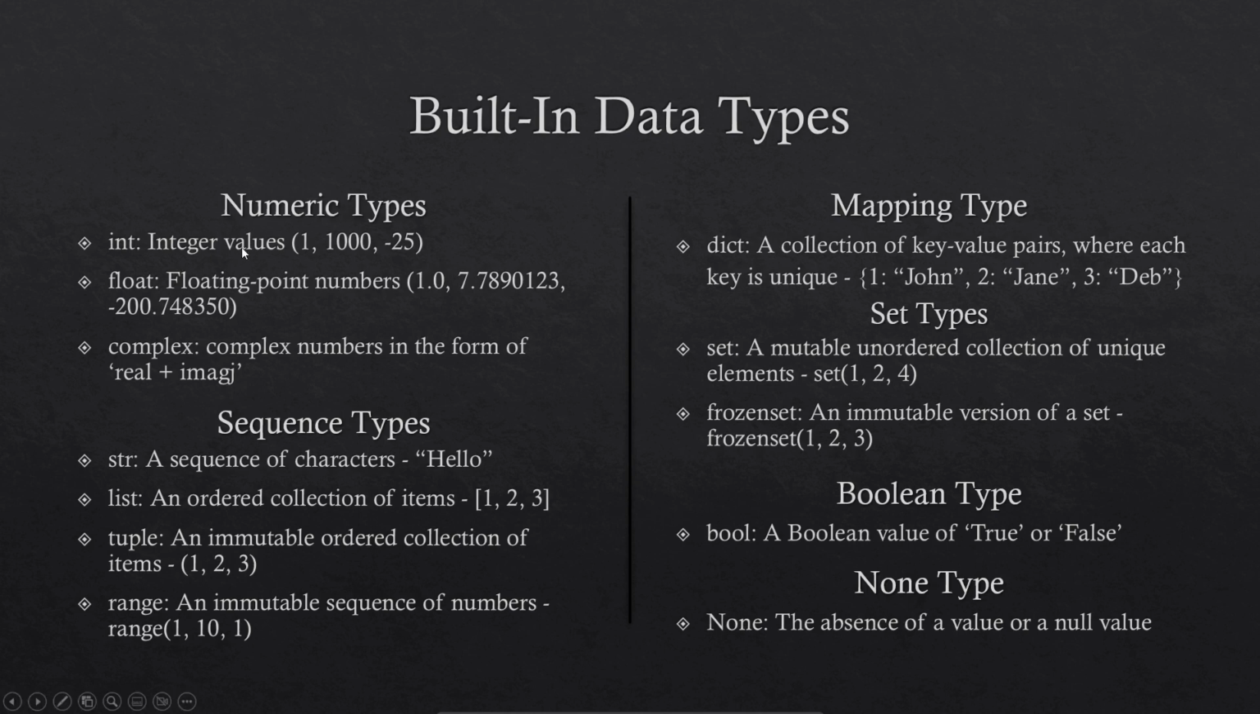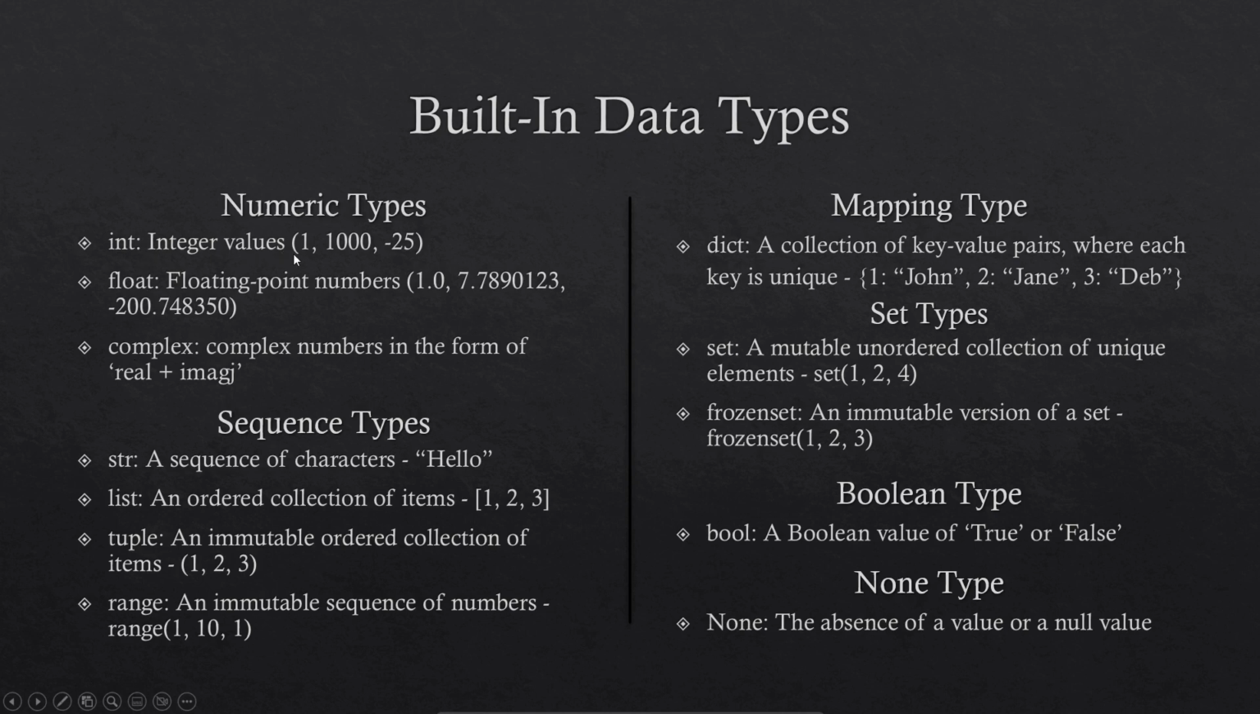As you can see here, we have numeric types, sequence types, mapping type, set types, Boolean type, and none type. There's also a byte type, but it is a bit advanced for the scope of this series, so we won't be talking about it. Under numeric types, we have int, which is short for integer, float, and complex.